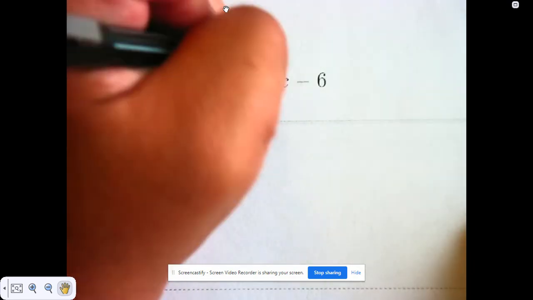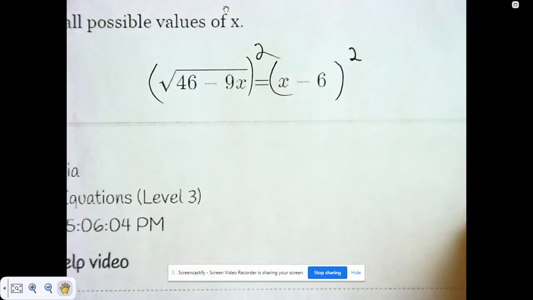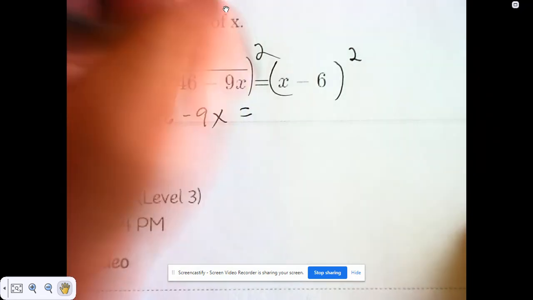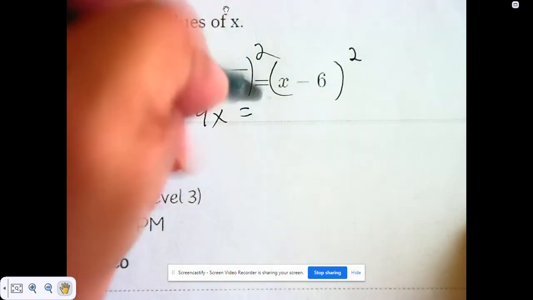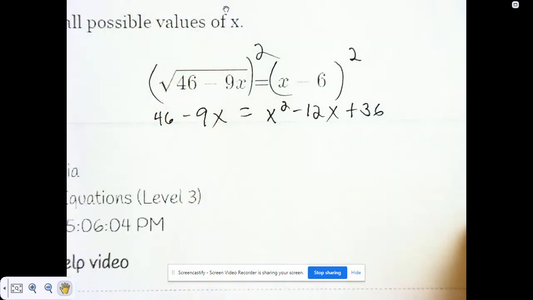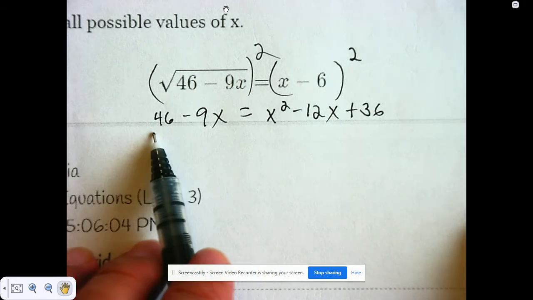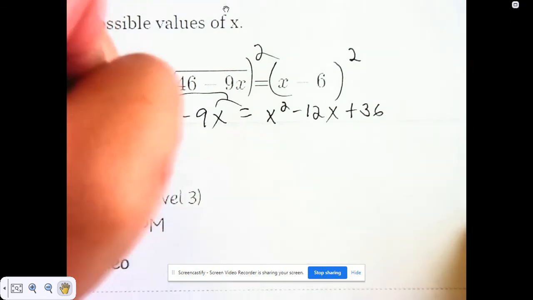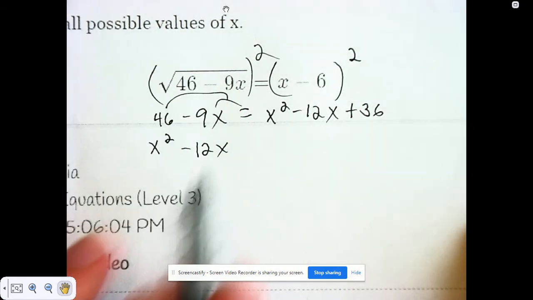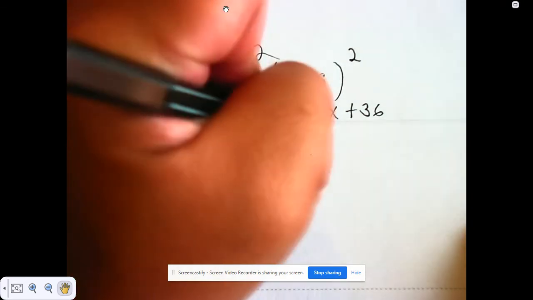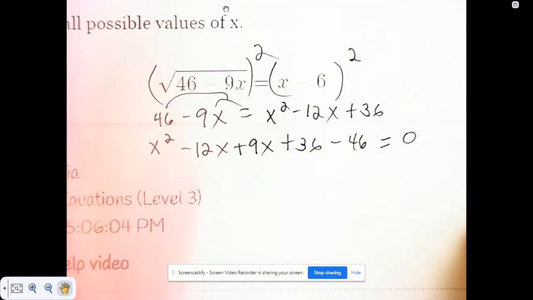So square both sides. So this is just going to be 46 minus 9x equals, expand the second one, so it's just going to be x squared minus 12x plus 36. Then I'm going to move this to the other side. So I'm just going to put this one in here: x squared minus 12x. And then I'm going to move negative 9x to the other side. It becomes plus 9x. And then I have 36. And then I'm going to move 46 to the other side. It becomes negative 46. Then it's now equal to 0.